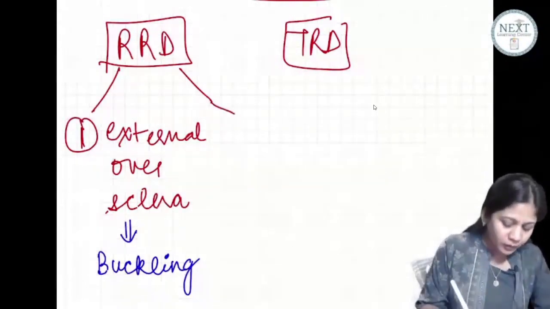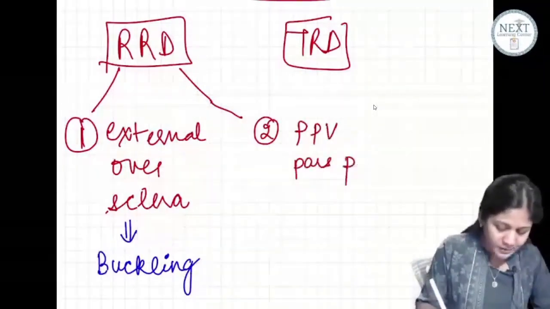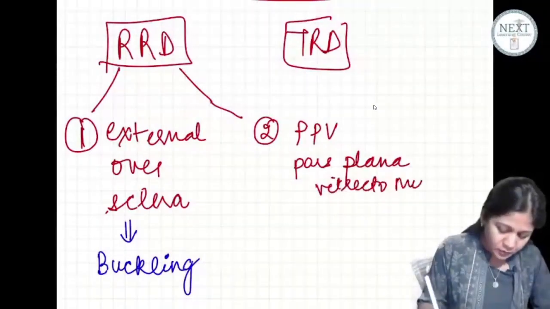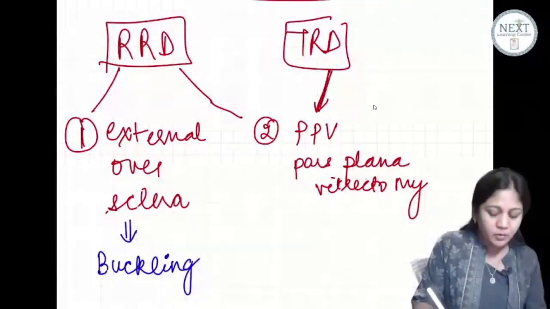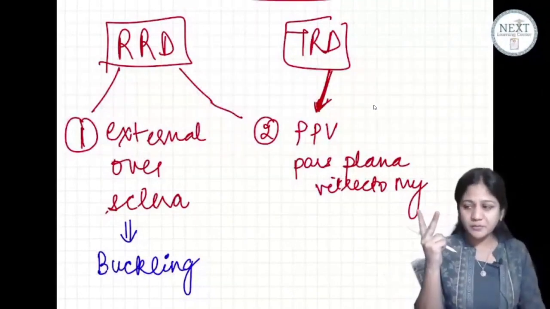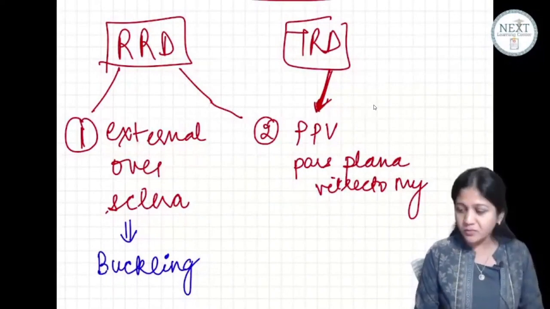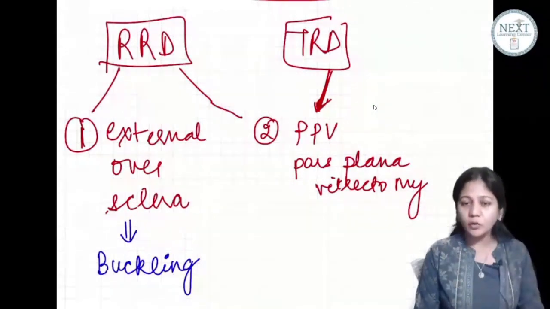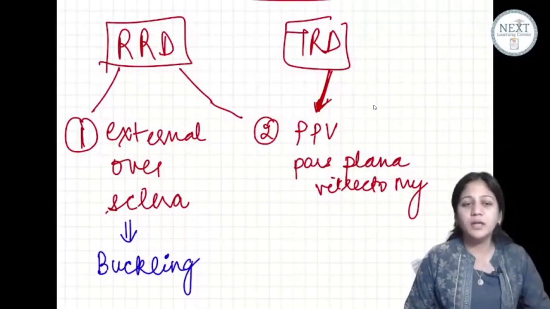Another treatment for RRD is a pars plana vitrectomy. You go inside from the pars plana route, cut the vitreous and treat the patient. And for TRD, this is the only treatment of choice. So for RRD, you have two types of treatments. No, Dr. Roja, photocoagulation is not the treatment. It is one of the steps in treating the tear. Pan-retinal photocoagulation is not the treatment for any type of RRD. It is one of the steps.